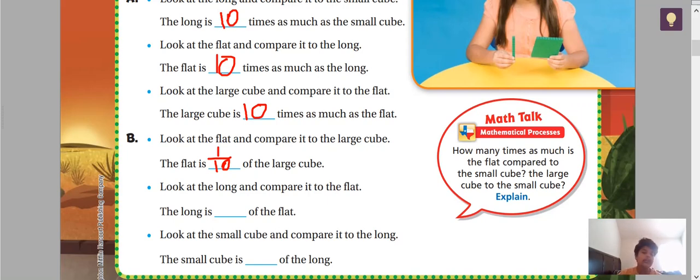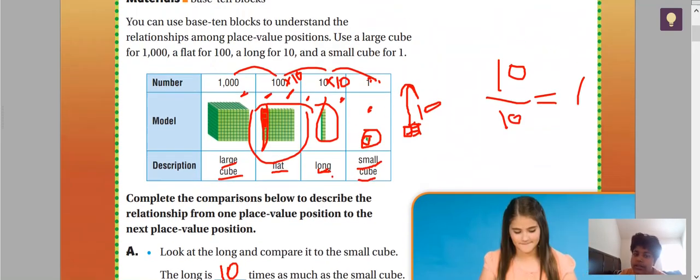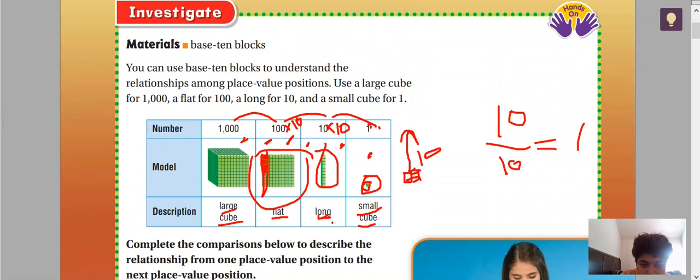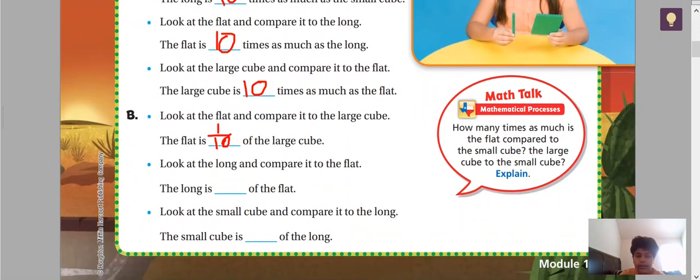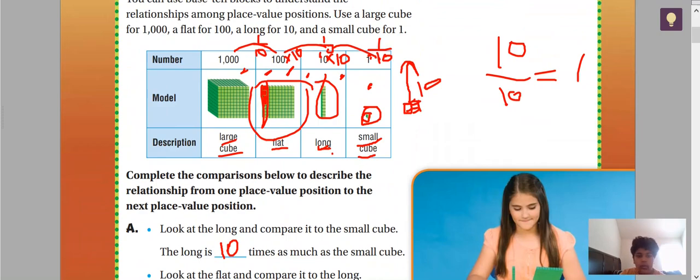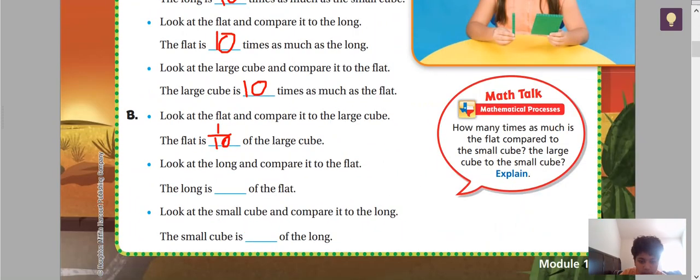Second question. Look at the long and compare it to the flat. The long is blank of the flat. We just said this, so we are doing 1/10, right? So 1/10 is right here. Look at the long compared to the flat. The long is 1/10 of the flat. So your answer would be 1/10.